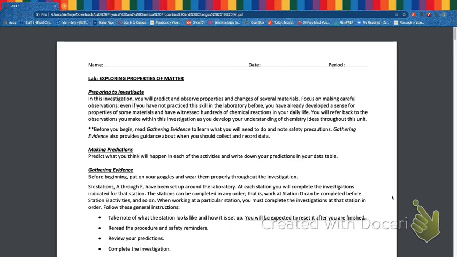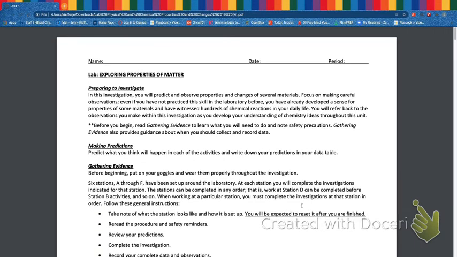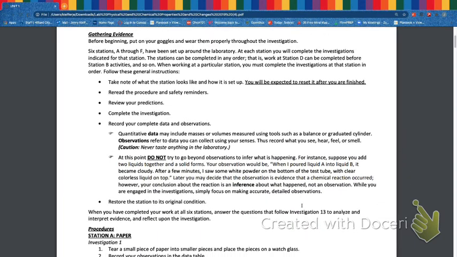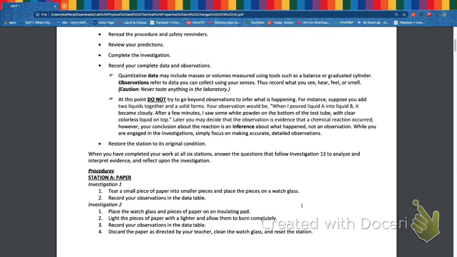Okay, so since we're not actually doing the lab, there's some parts of this that we're going to skip. So we're not going to have to worry about the safety precautions, but you are going to need to make predictions. And so we're going to slide down here and look at where it says record your complete data and observations. So it says quantitative data may include masses or volumes measured using tools such as a balance or graduated cylinder. Observations refer to data you can collect using your senses.